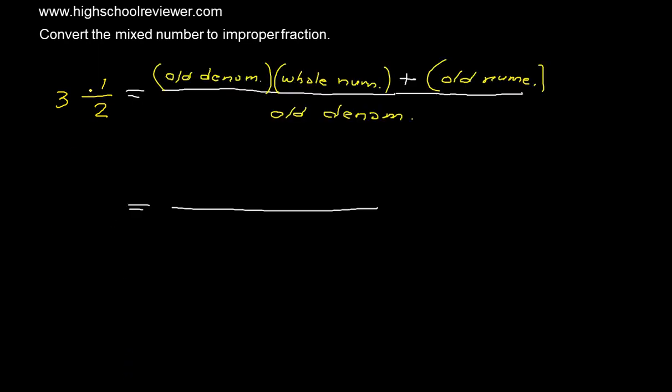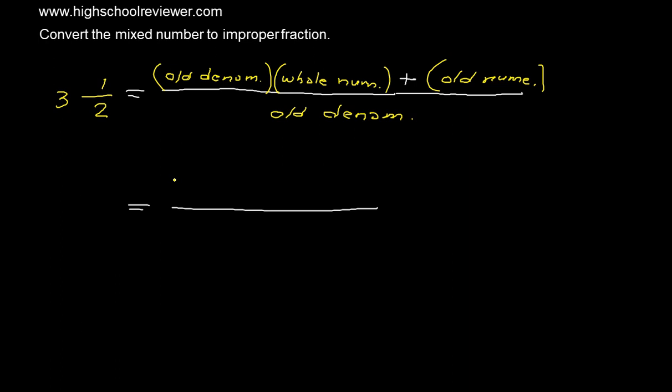To convert 3 and 1/2 to improper fraction, to find the new numerator, we will just multiply the old denominator by the whole number. And then the product will be added to the old numerator. For the new denominator, just copy the old denominator.